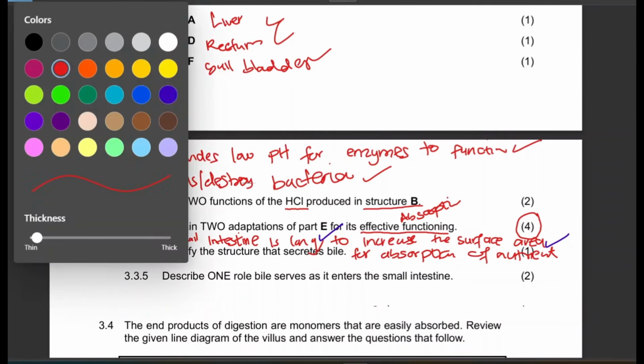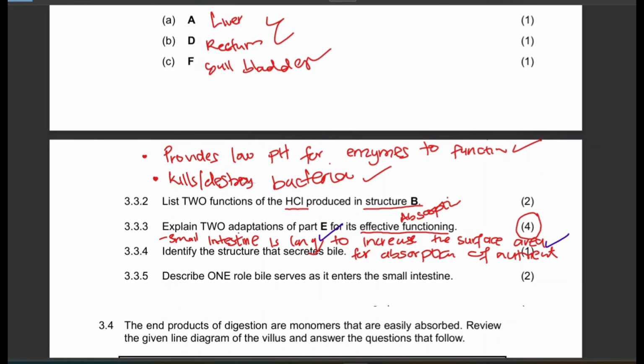Small intestine is long to increase the surface area for absorption of nutrients. Now another point that you can mention is the walls of the small intestine are folded. They are also folded, guys, to increase the surface area for absorption. So you can say walls of the small intestine folded to increase. You write it in 4, guys. You can hear what I'm saying, right? To increase the surface area for absorption.